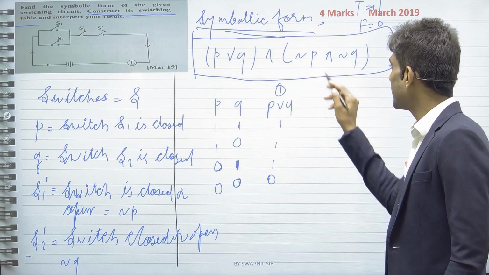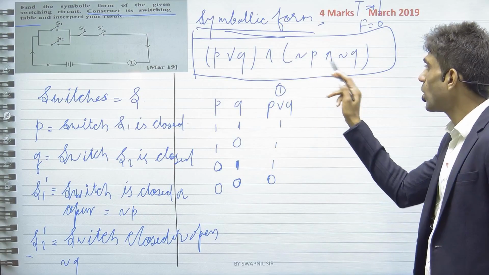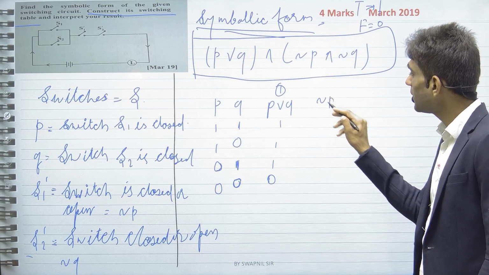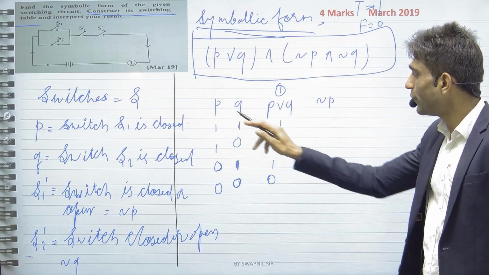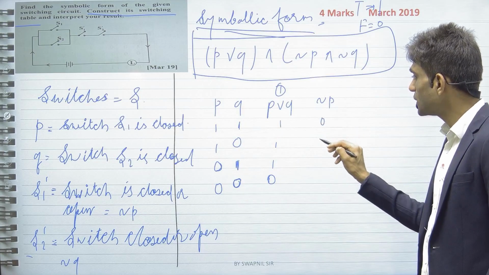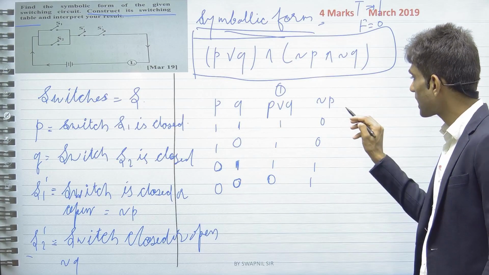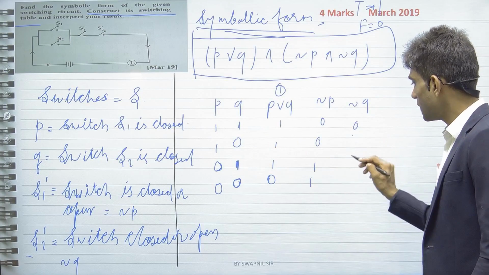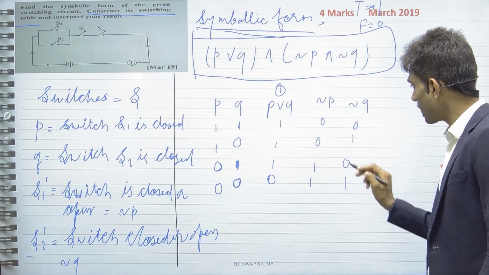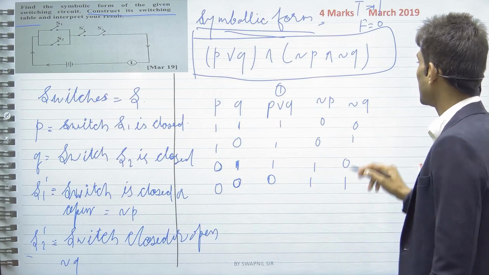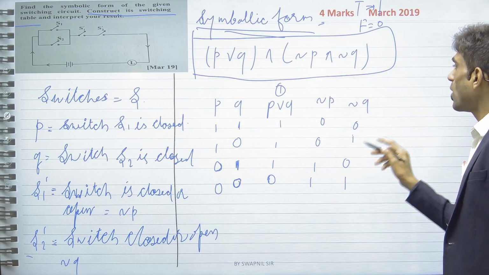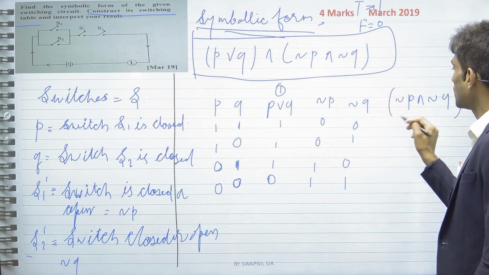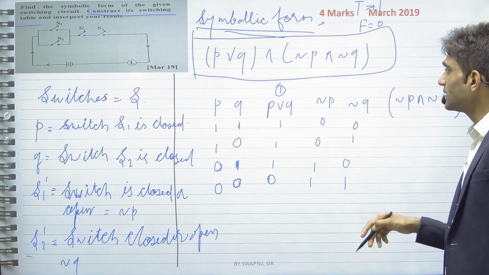Let's go for the negation of P and negation of Q, because we want the conjunction between them. Negation of P means all are the opposite values from P, which is 0 0 1 1. Again, negation of Q is 0 1 0 1. So between negation of P and negation of Q we have the AND sign.